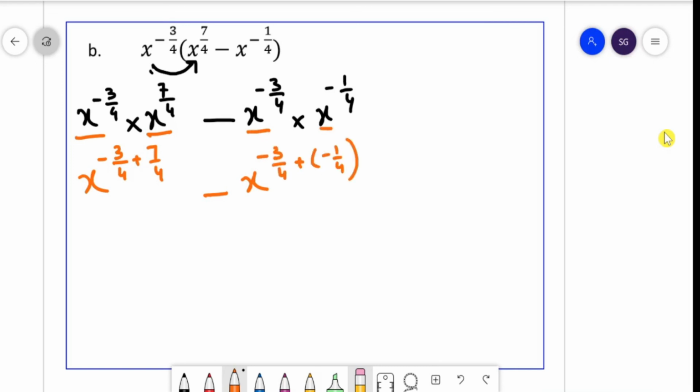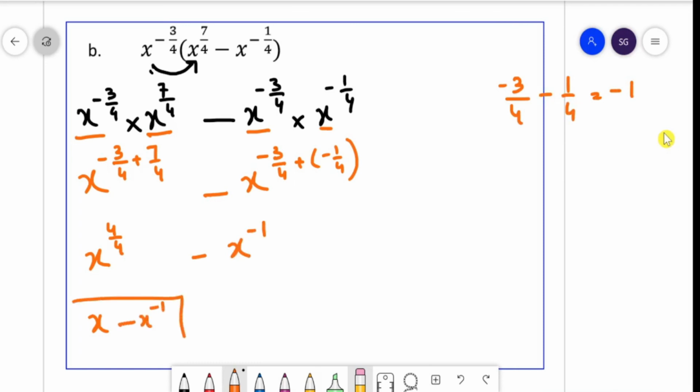Now negative 3 over 4 plus 7 over 4, the fraction solved is 4 over 4, which would be x power 1, and then here it's negative 3 over 4 and negative 1 over 4, which results in negative 1. So this is x to the power negative 1. So x minus x to the power negative 1.